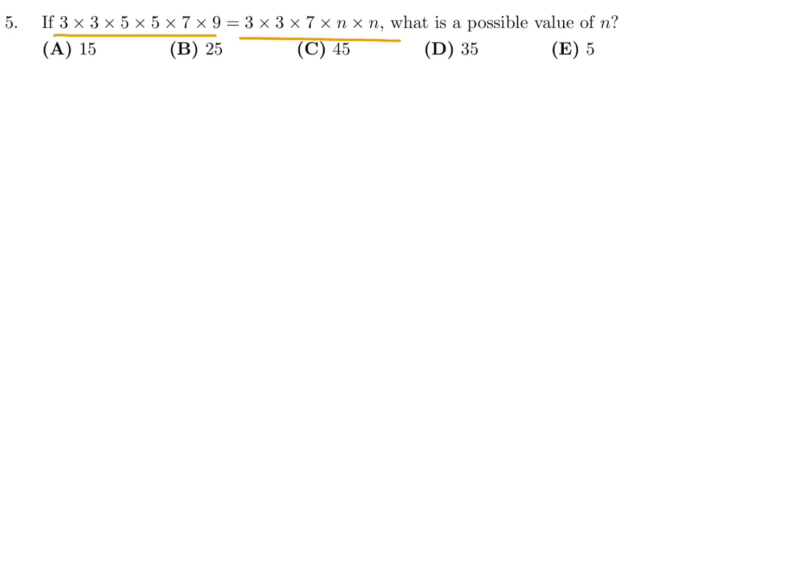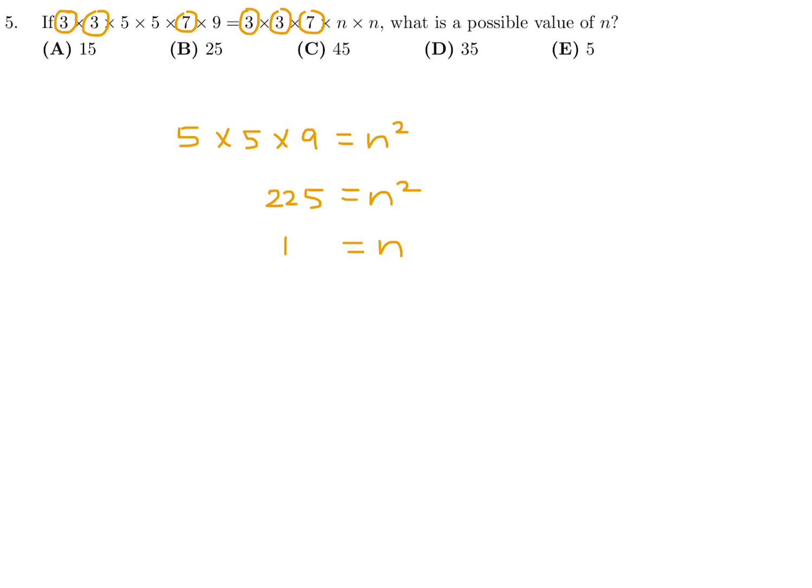If this equals this, what is the possible value of n? Okay, well, we can cross out the 3, another 3, and another 7. So all we are left with is 5 times 9 is equal to n squared. Well, 5 times 5 times 9, I believe, is 225. And if you take the square root of both sides, you get 15. So number 5, the answer is A.